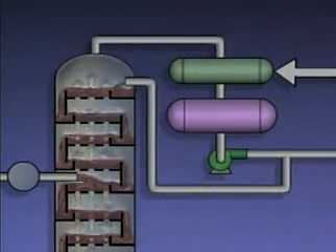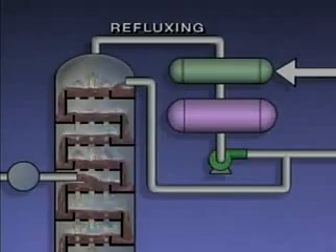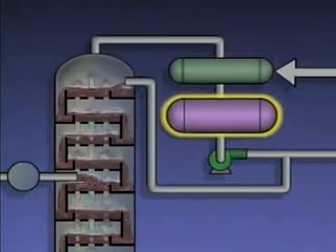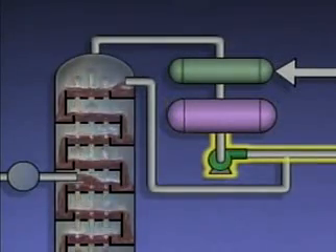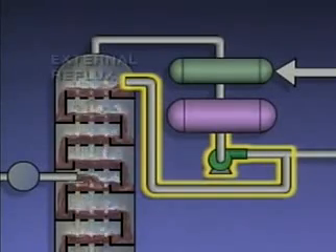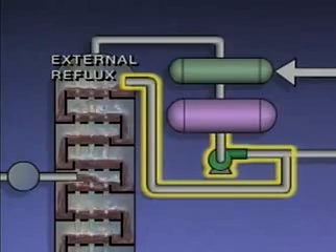One of these methods is called refluxing. The vapors coming off the top of the tower are condensed in a condenser and then collected in a receiver. Part of the liquid from the receiver is sent to storage or to other units in the plant as the tower's overhead product. The rest of the liquid is pumped back into the top of the tower. The liquid that's reintroduced into the tower is called external reflux.